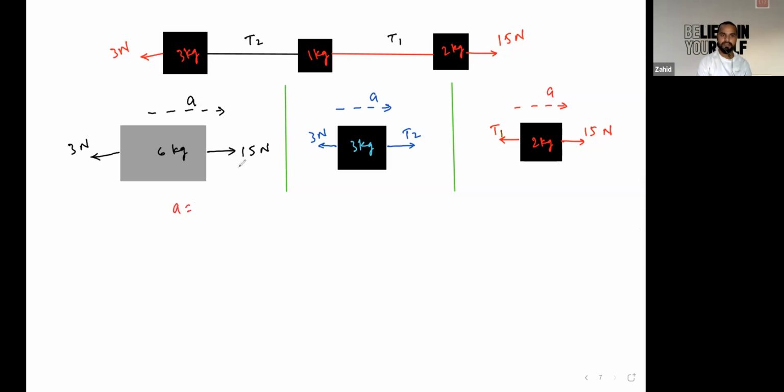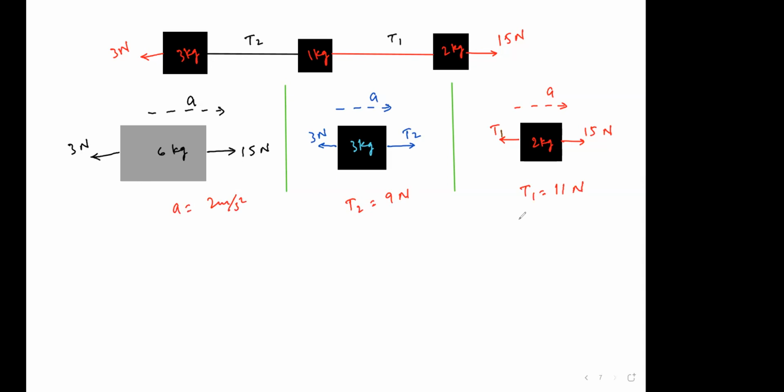So from here, you will calculate 15 minus 3, that is 12, divided by 6, which is equal to 2 meter per second square. From this part, you will get T1 is equal to 11 Newton. And from this part, you will get T2 is equal to just 9 Newton. Okay, Salman?